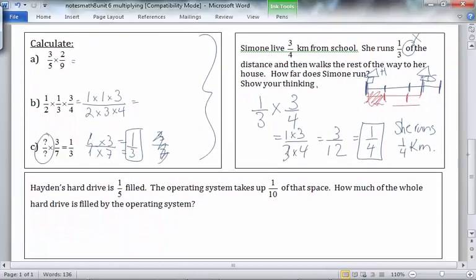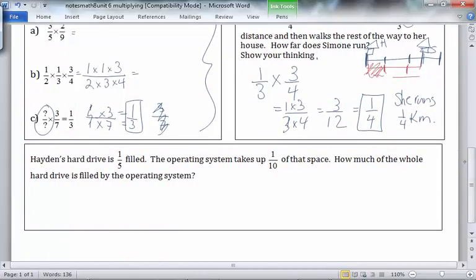Okay, why don't you try this question? Hayden's hard drive is 1/5 filled. Oh, grammar's not great today. The operating system takes up 1/10 of that space. How much of the whole hard drive is filled by the operating system? Okay, pause the video. You should have units. If it's a word problem with a sentence, show as many steps as possible. When you're done, you can restart the video.